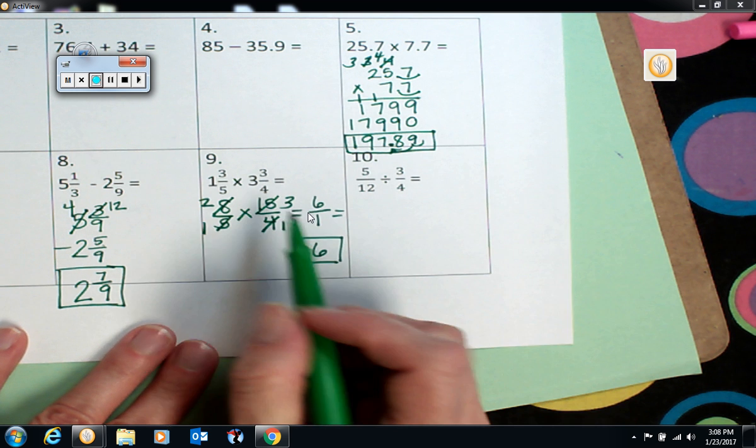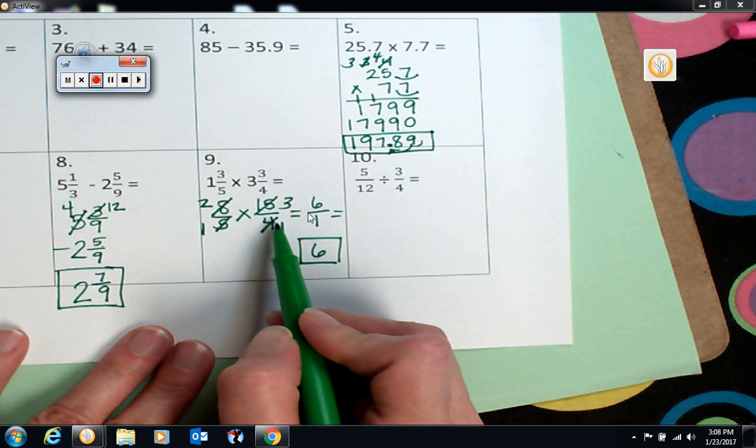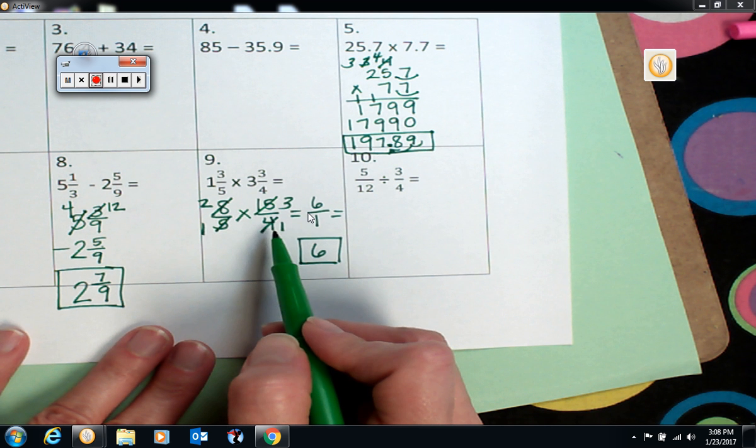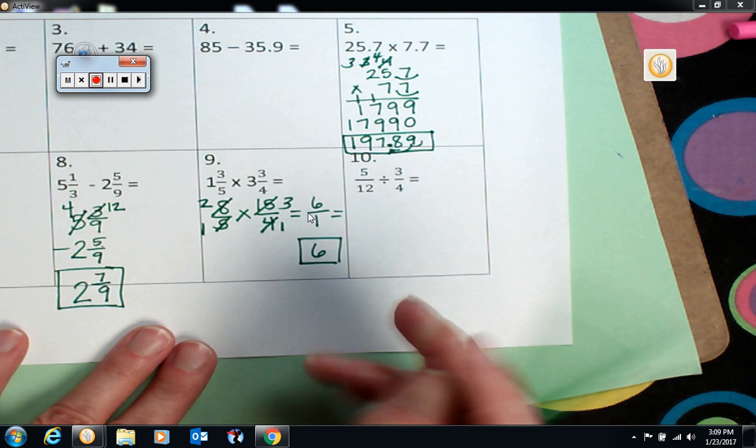So when you're multiplying mixed numbers, change them to an improper fraction. See if you can simplify first along that diagonal, or cross-reduce. Then, after you cross-reduce, or if you cannot cross-reduce, multiply straight across.